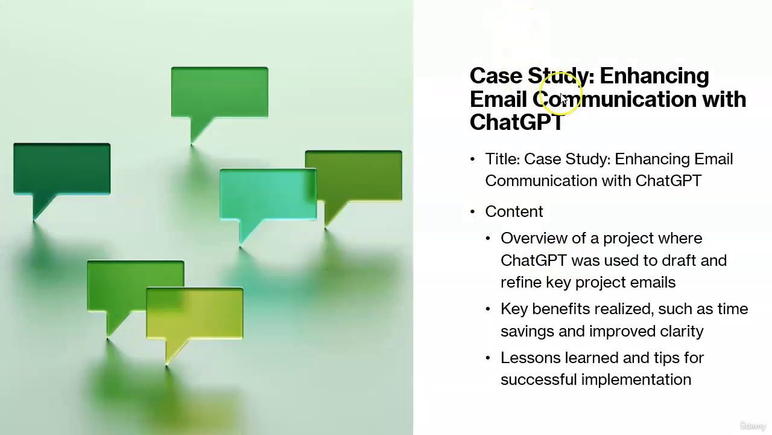Let's discuss a case study: enhancing email communication with ChatGPT. Let's look at a real-world example where ChatGPT was used to enhance email communication in a project. In this case, the project team used ChatGPT to draft key emails such as status updates and stakeholder communications. The result was significant time savings and improved clarity in their communications. The key takeaway here is that with the right approach, ChatGPT can be a valuable tool for enhancing your project emails.